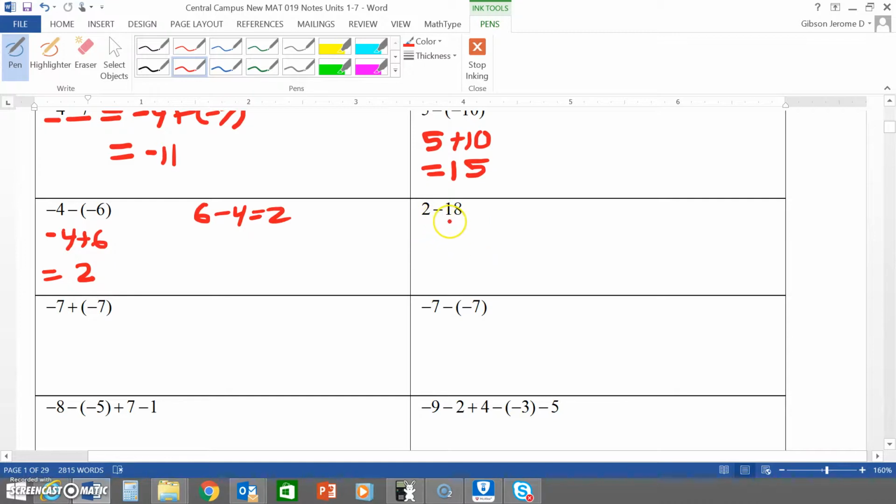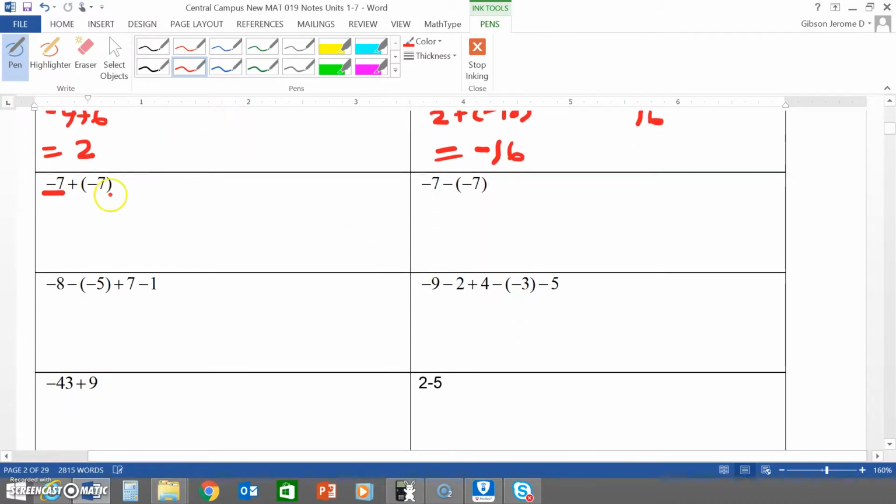Now we have 2 minus 18. Now if we rewrite this as 2 plus a negative 18, they have opposite signs. So we would think in our mind of 18 minus 2, which is 16. However, now we know our answer is going to involve 16, but since 18 is larger than 2, we take its sign, so it'll be a negative 16.